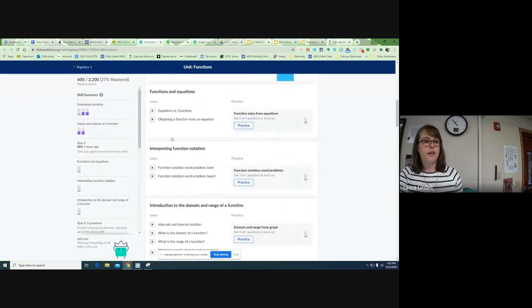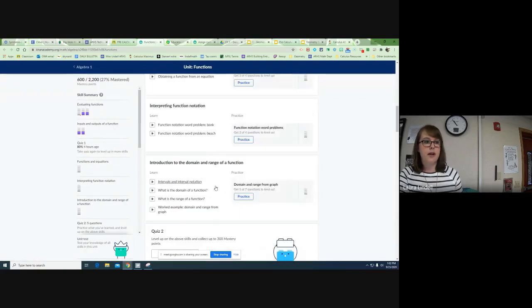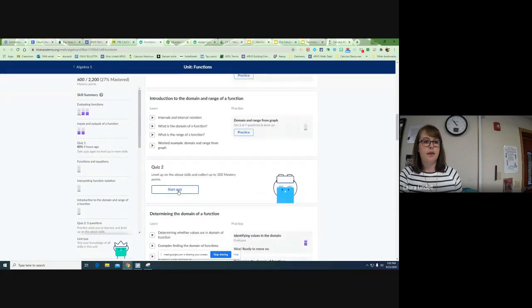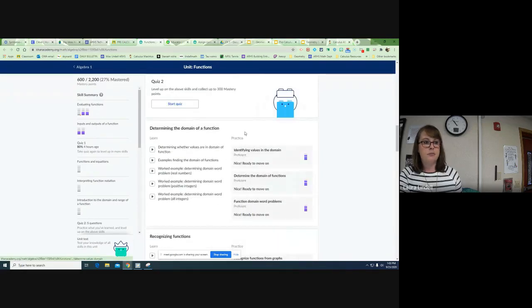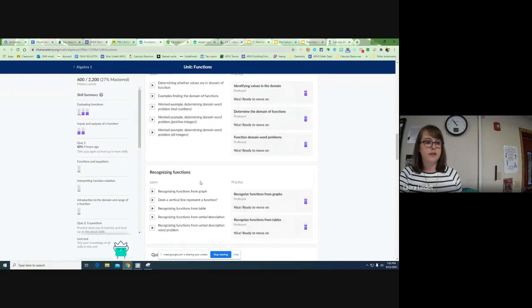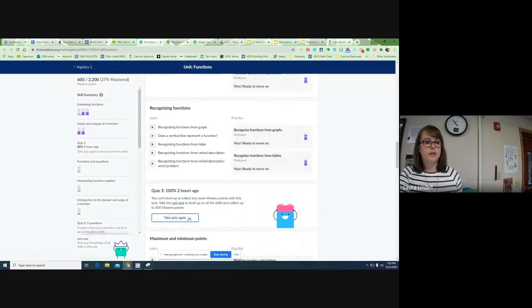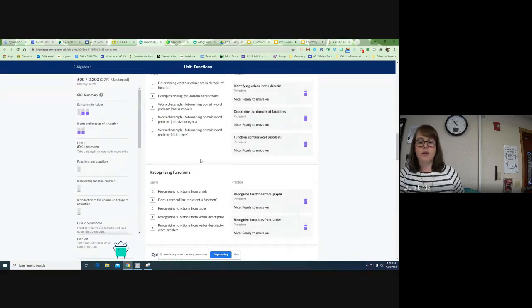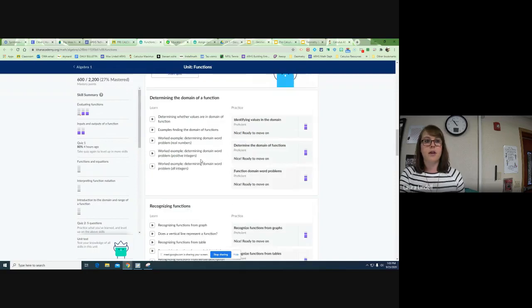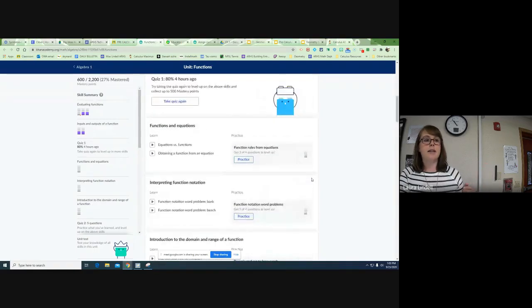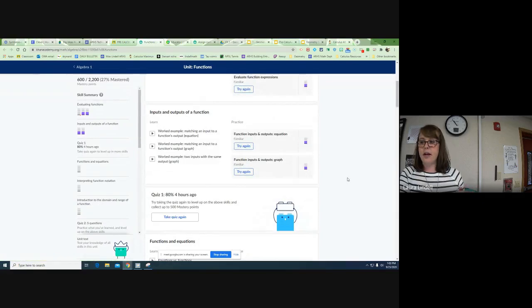So then you go down and go, okay, now we can do functions and equations, interpreting function notation, domain and range, things like that. And then you get quiz 2. That'd be the next one. And then it talks more about domain and range and recognizing functions and vertical line and stuff like that. And then there's quiz 3. So the ones that we're going to do today are quiz 1, quiz 2, and quiz 3. And the nice thing about the quizzes is that you can take them again if you don't get a very good score the first time. So wherever you feel you need to practice, feel free to practice or try again on stuff.